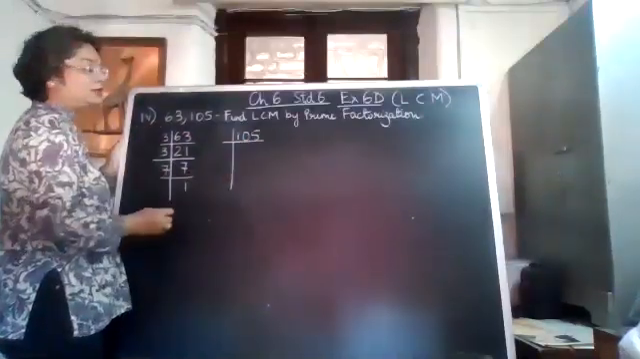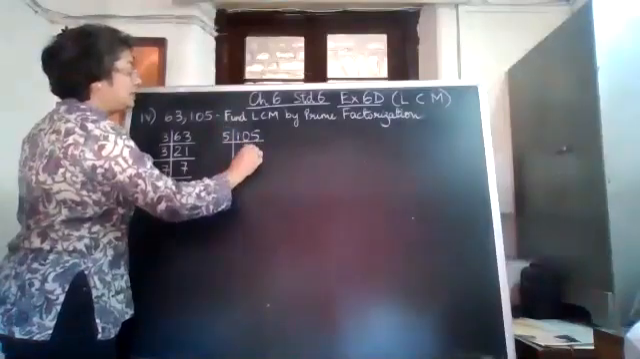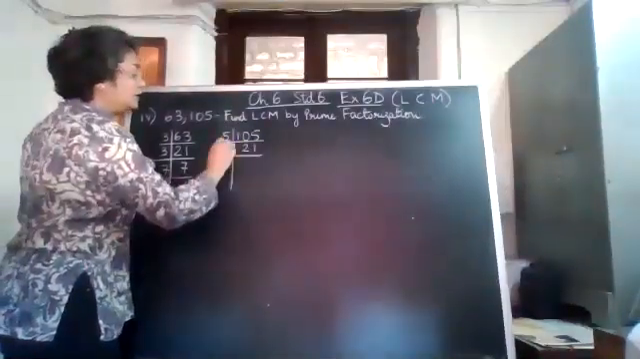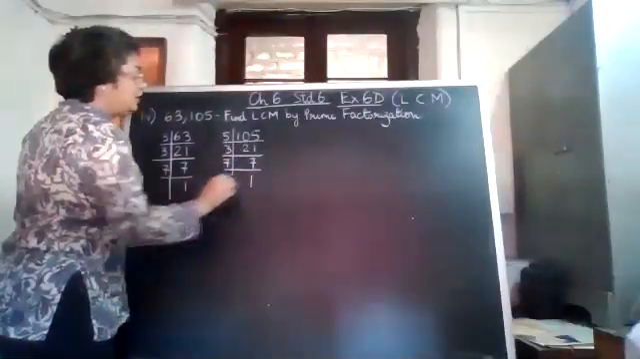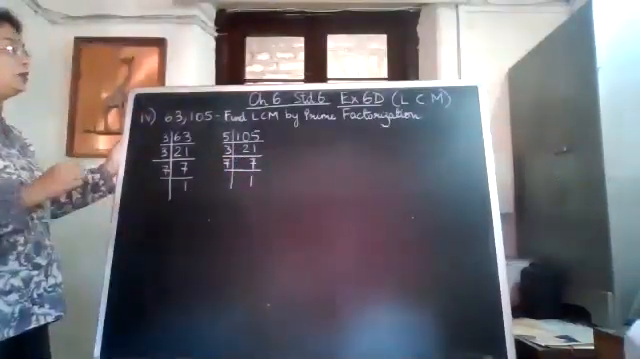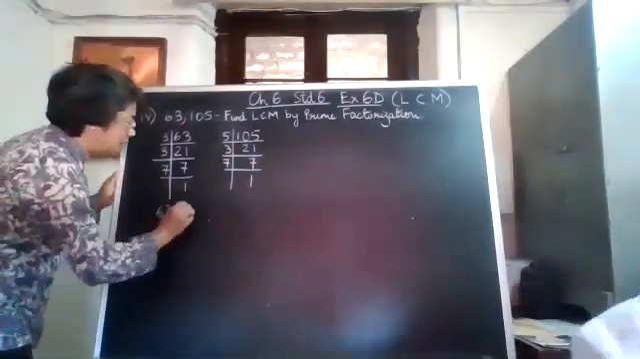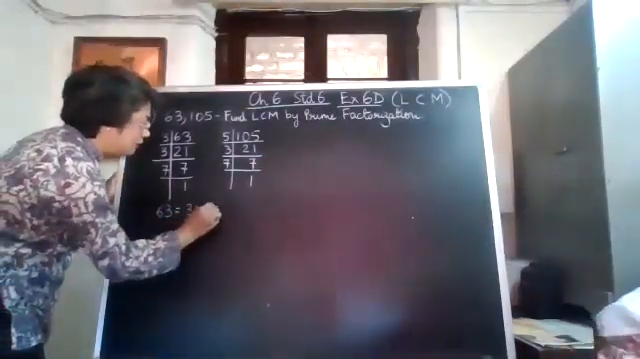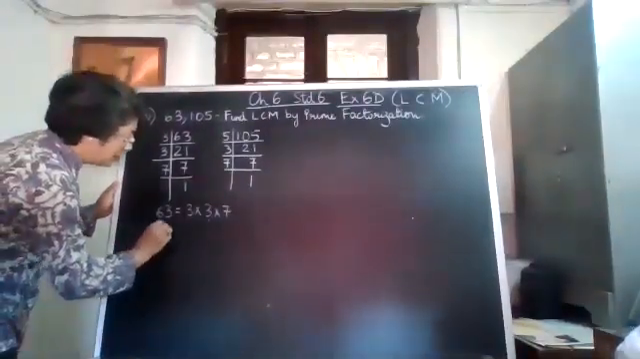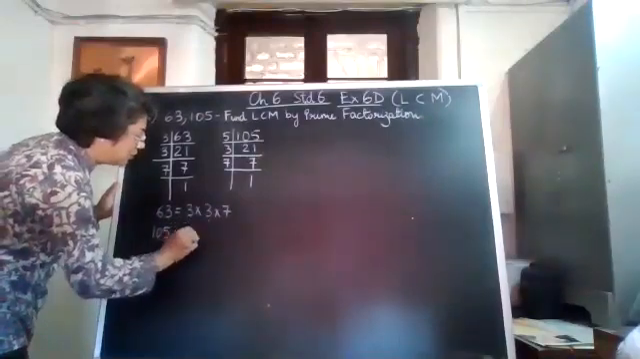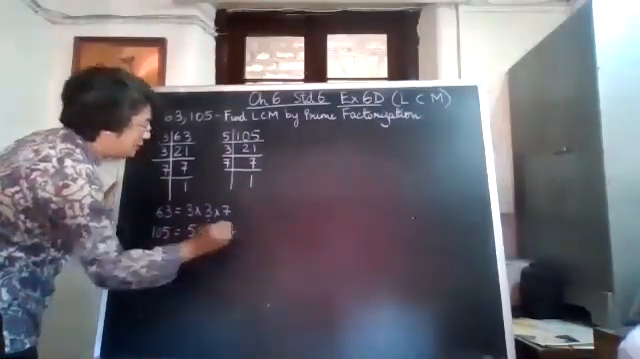Take the next number, 105. Ending in 5, it will go by 5. 5 twos are 10. 5 ones are 5. 3 sevens are 21. 7 ones are 7. Now you write 63 is equal to 3 multiplied by 3 multiplied by 7. 105 is equal to 5 multiplied by 3 multiplied by 7.